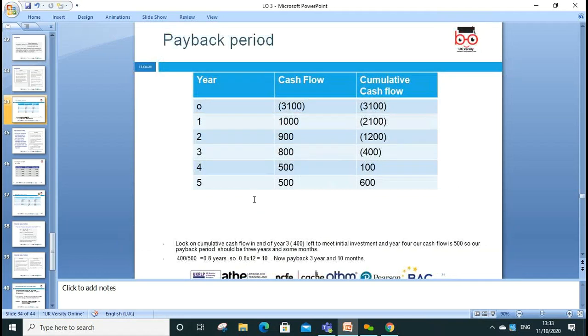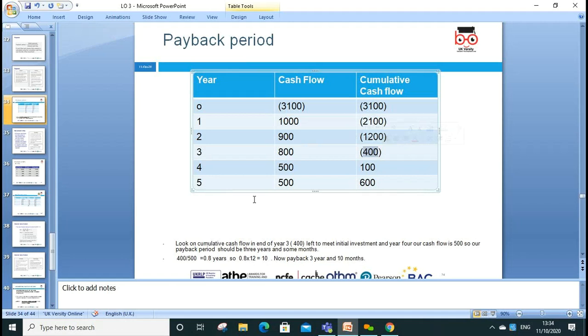So here is an example of payback. Year zero means the current year, when we invested 3,100 pounds. We get £1,000 back, then £900 back. Each year money is coming back as profit. So 3,100 went outside the business, and we get 1,000 back. Still we have to recover 2,100, then we get 1,200, and 200 remaining to cover, then 400 remaining to cover. At the end of 3 years, 400 is left to be recovered.